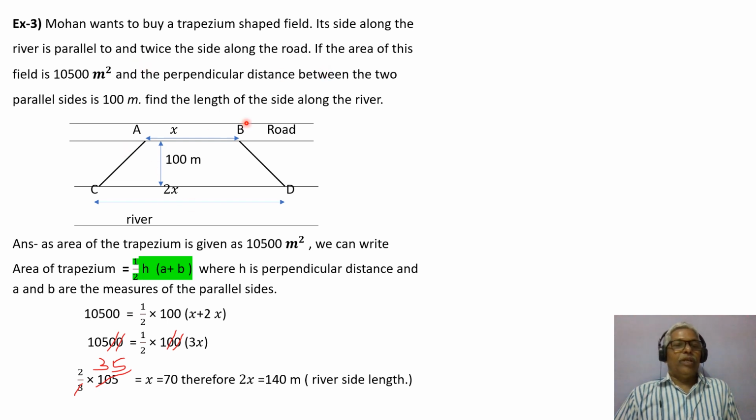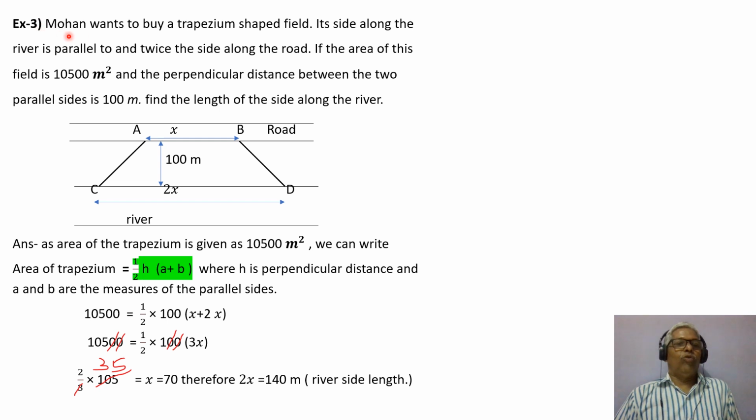Now we will see, if a sketch is given then no problem, but if it is not given, draw a rough sketch so that you get a better idea and better understanding of the data given. It may not be up to the scale, it is never up to the scale, but you must have a rough sketch. So see here, this is a river, this is the road, and this is a trapezium shaped field.